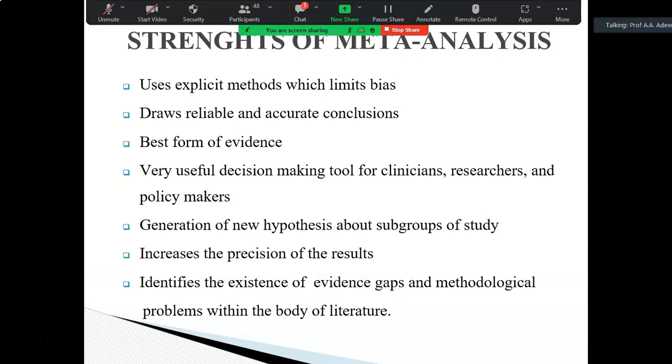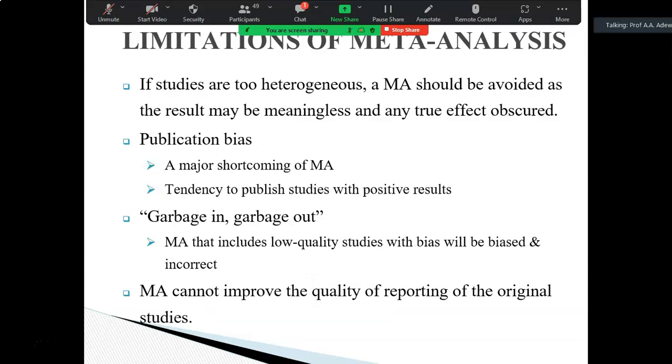What are the strengths of meta-analysis? It uses explicit methods which limit bias. It draws reliable and accurate conclusions, and is the best form of evidence. It's very useful in decision making for clinicians, researchers, and policymakers. It generates new hypotheses about subgroups of studies, increases the strength and precision of the results, and identifies the existence of evidence gaps and methodological problems within the body of literature.